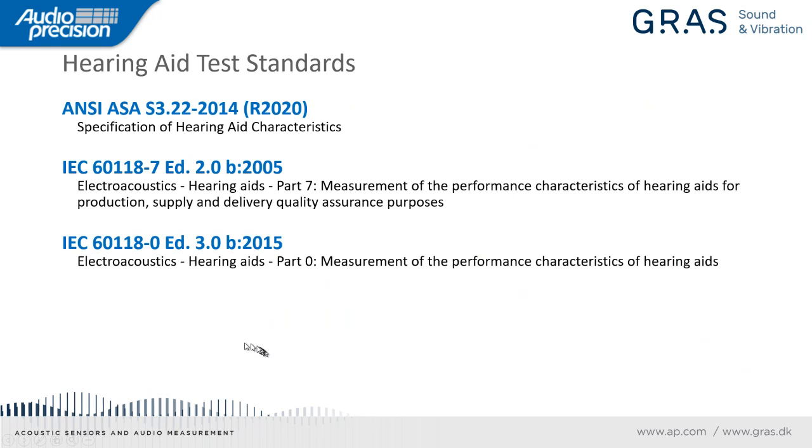Another important standard in the 60118 group is Part 0. This is measurement of the performance characteristics of hearing aids. It covers many of the same tests, but it's intended more for research and development than production tests. This would be used, for example, if you're developing a new type of device and you want to specify its characteristics for a data sheet, or for introduction to a certain country. So it has many of the same tests, but it does cover a little bit wider frequency range, and it has some extra tests as well.